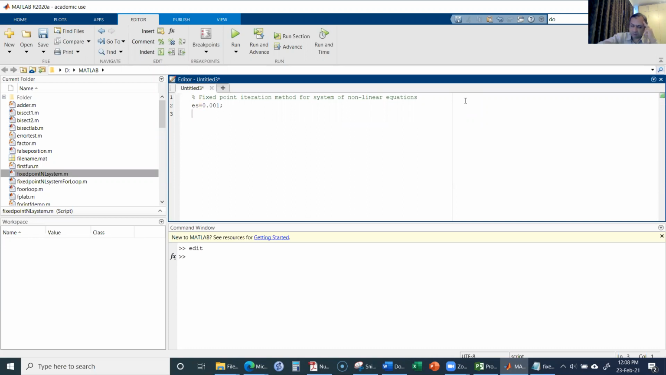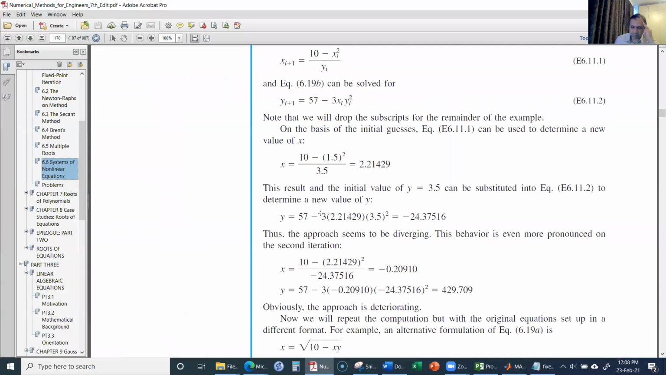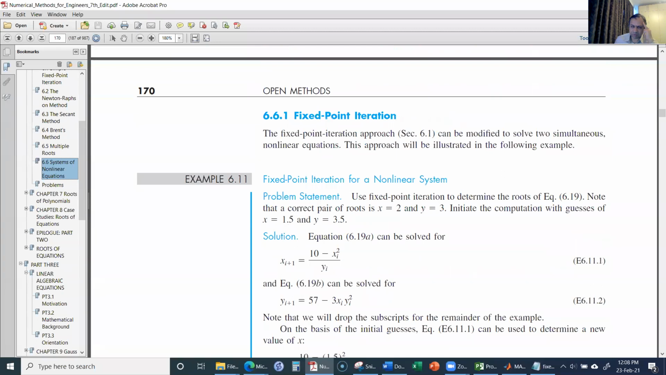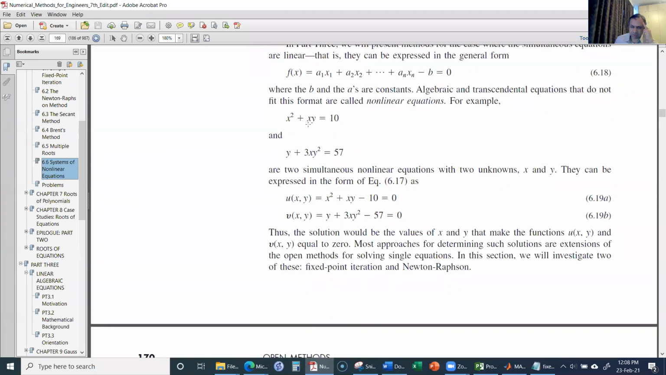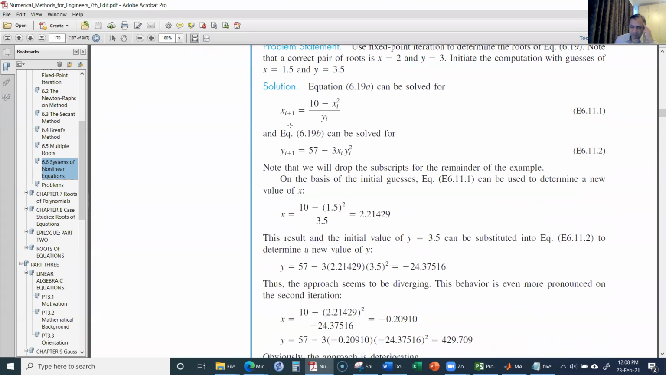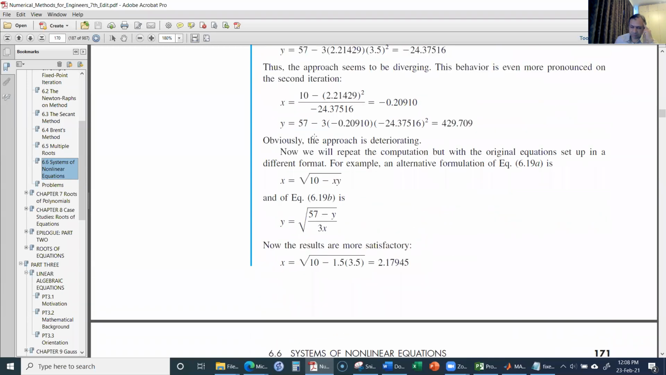And then for this script, I'm doing it with an example, so you have to take some example. This example was with the values of x equal to 1.5 and y equal to 3.5. Remember that we are going to solve these two equations: x squared plus xy is equal to 10 and y plus 3xy squared is equal to 57. In the fixed point iteration method, we can write these in the form x equal to (10 minus x squared) over y squared. But in this example, we found that using this form the solution was not converging. Therefore, we will use this form: x is equal to square root of 10 minus xy, and y is equal to square root of (57 minus y) over 3x. And then we will perform the solution.